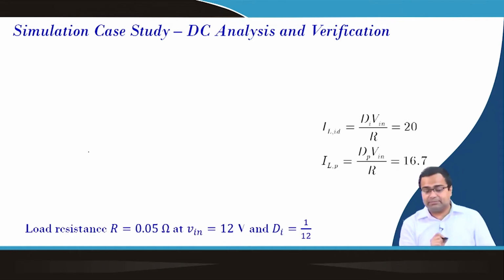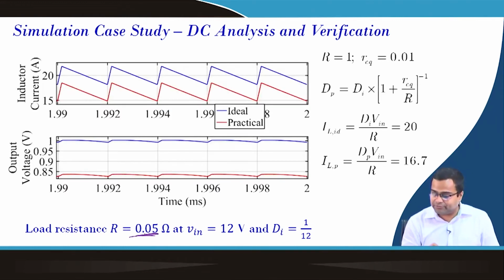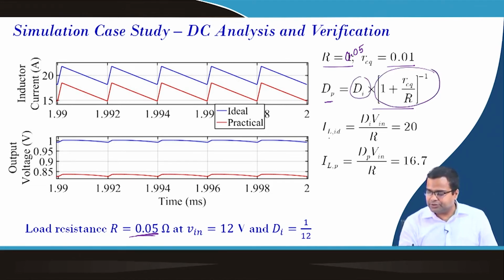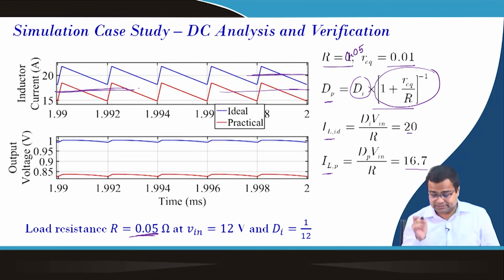Now, can we do the same thing for the load resistance when it is 0.05? Under 0.05, my R is, sorry, here R should be 0.05 ohm, and R equivalent is this. So, I can find out my D practical using this formula, this correction term multiplied by the ideal duty ratio. So, my ideal inductor current is 20 ampere, which is the average value the same as this. My practical current is 16.7, which is coming to this average value. The average value is 16.7, which is consistent with our analysis.